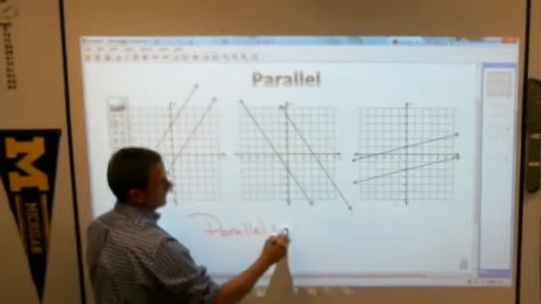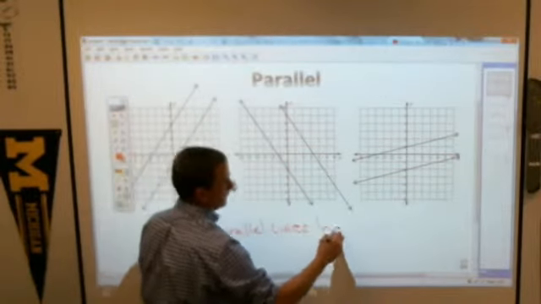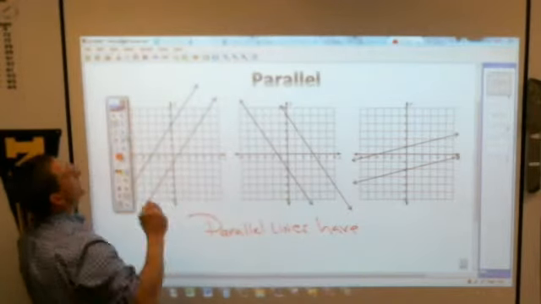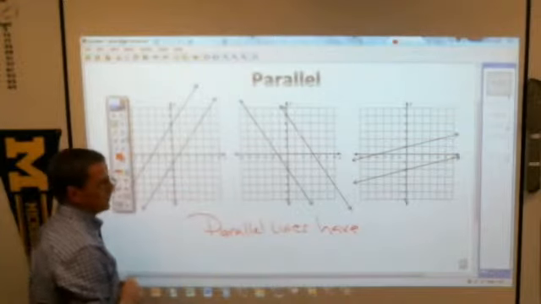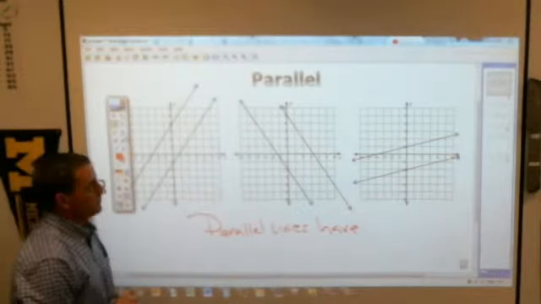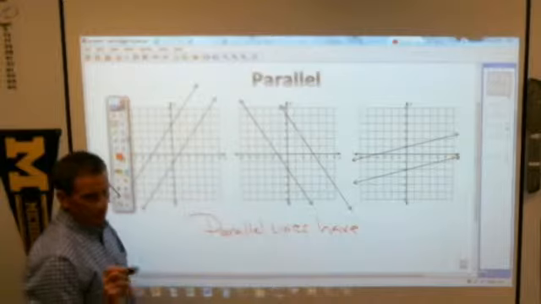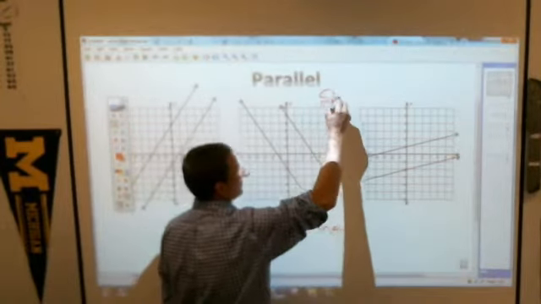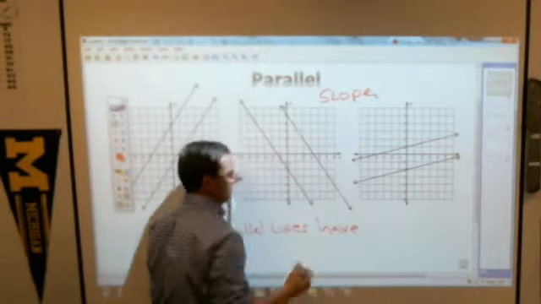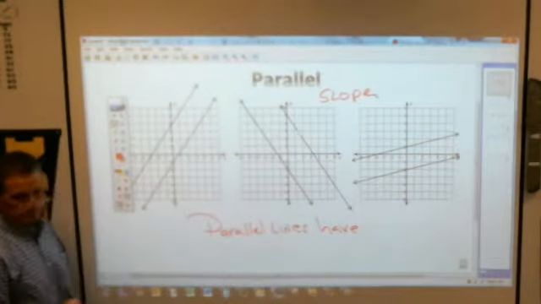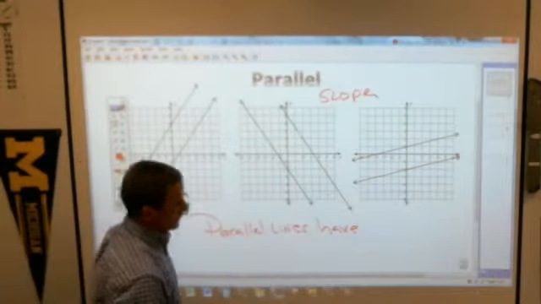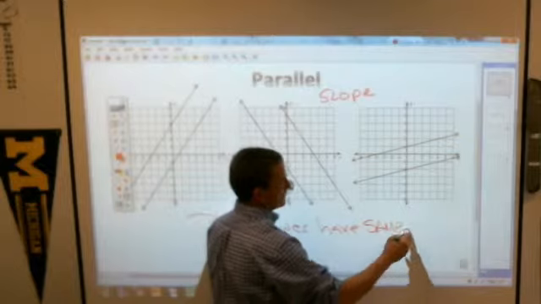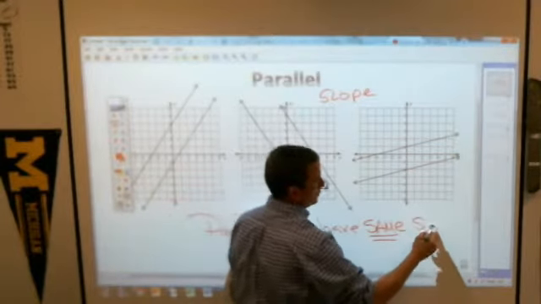Parallel lines have... can anybody finish that sentence? Never-ending lines? Negatory. Two lines that never meet. Now, we are actually talking about the word slope. Parallel lines have a slope of... Thank you, Faith. Parallel lines have, write this in big letters, the same slope.